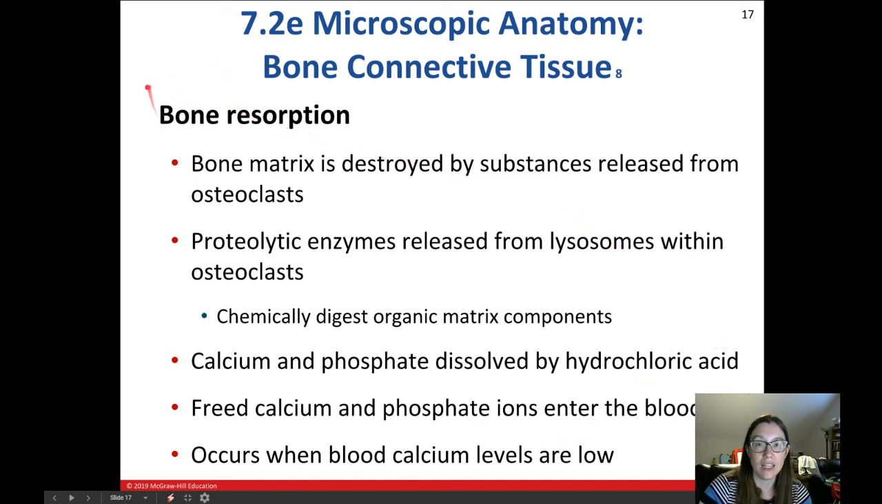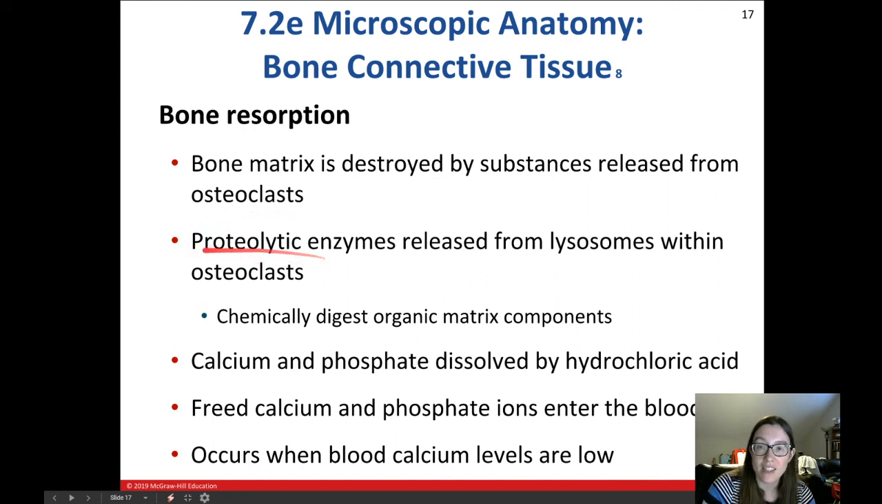And so in order to release that calcium and phosphate, if the blood needs it, if your body needs it elsewhere, that's where we have bone resorption happening. And this is what the osteoclasts are really good at. They're going to be destroying or resorbing the bone. This is also important for bone remodeling, if the bone gets a little bit damaged and we have to repair it and then remodel it. So bone resorption happens when the bone matrix is destroyed by substances released from the osteoclast.